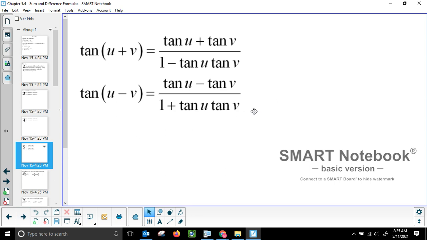All right, guys. Last but not least here are the sum and difference formulas for tangent. Tangent of u plus v is equal to tangent of u plus tangent of v divided by 1 minus tangent of u times tangent of v. And tangent of u minus v is equal to tangent of u minus tangent of v over 1 plus tangent of u times tangent of v.